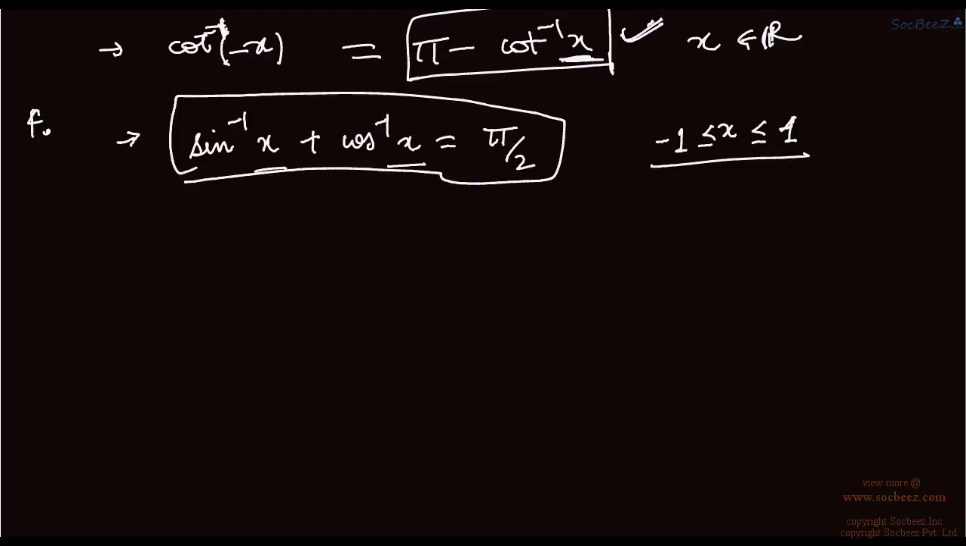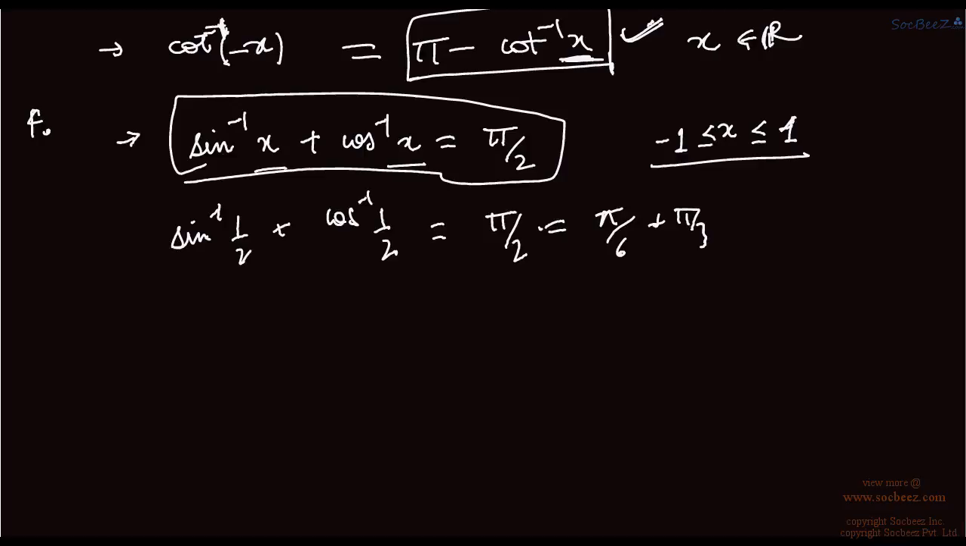And this property is a very good one. For example, sine inverse half plus cos inverse half. What will this be equal to? You don't have to calculate that sine inverse half is pi by 6 and cos inverse half is pi by 3, so their sum will be pi by 6 plus pi by 3, which is pi by 2. But you can just directly apply this property and you will get the answer pi by 2. This is also mathematically correct.